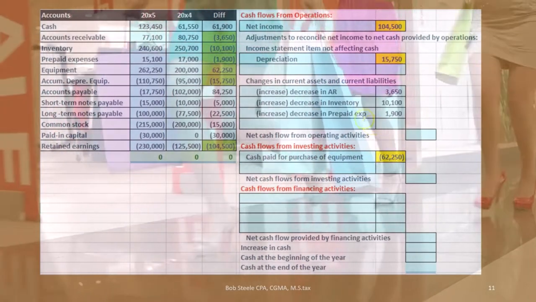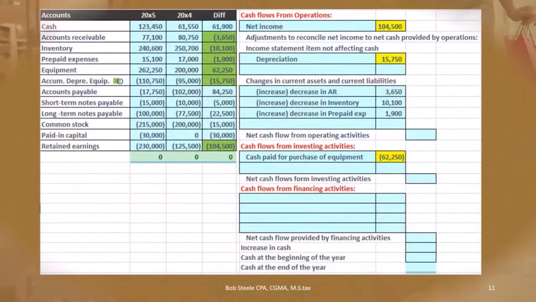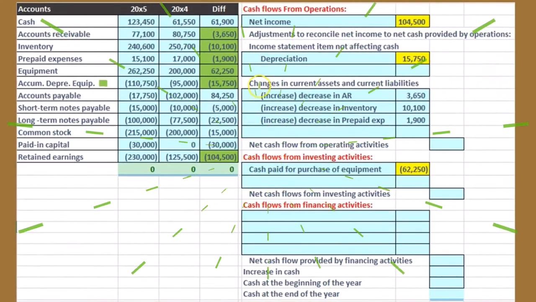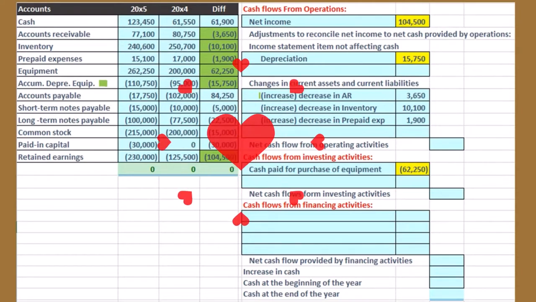So then we're going to move on to the accumulated depreciation. So once again, not a current liability or asset. Therefore, it's not necessarily in the operating activity. We're going to have to think about it a little bit deeper. We're going to say, well, what's the journal entry that would be affecting accumulated depreciation? And that's the one where we're going to depreciate the equipment. In this case, we're going to debit depreciation expense, credit accumulated depreciation.